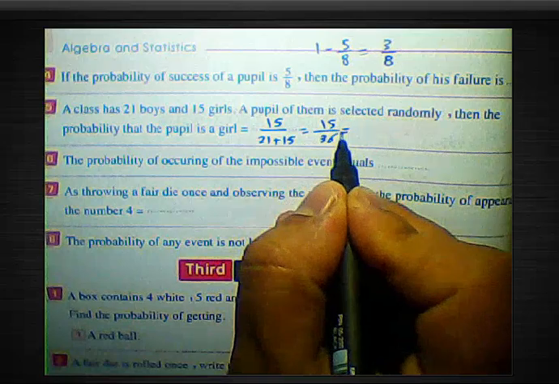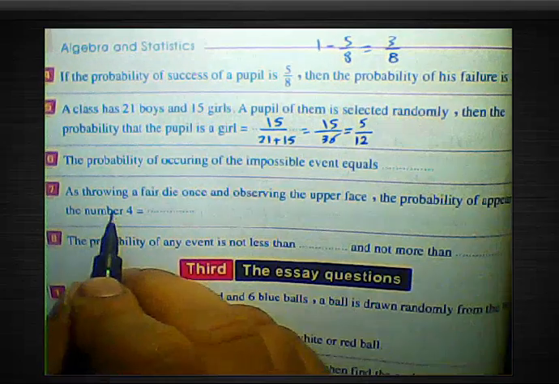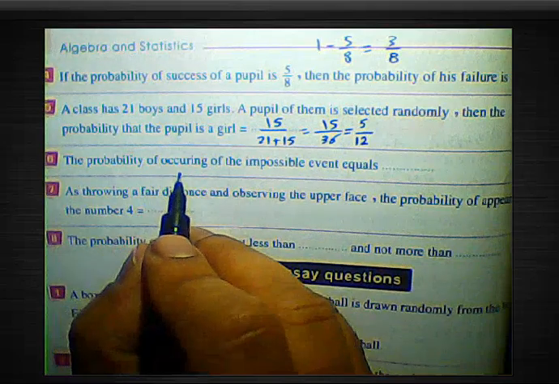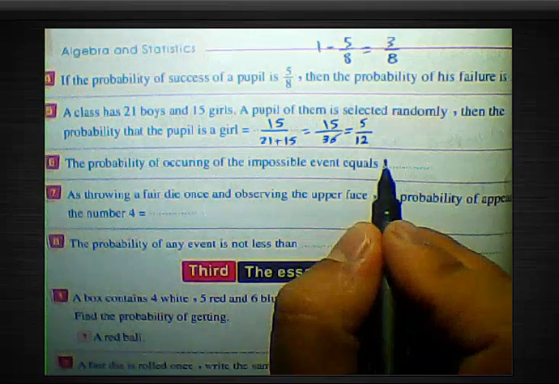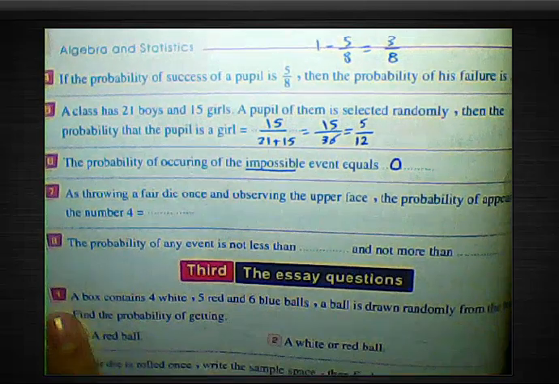15/36, divided by 3, numerator and denominator, it will be 5/12. The probability of occurrence of the impossible event equals 0. Impossible, it will be equal to 0.